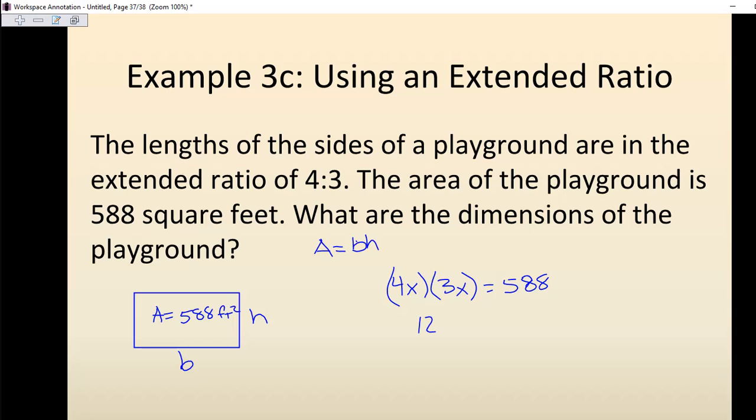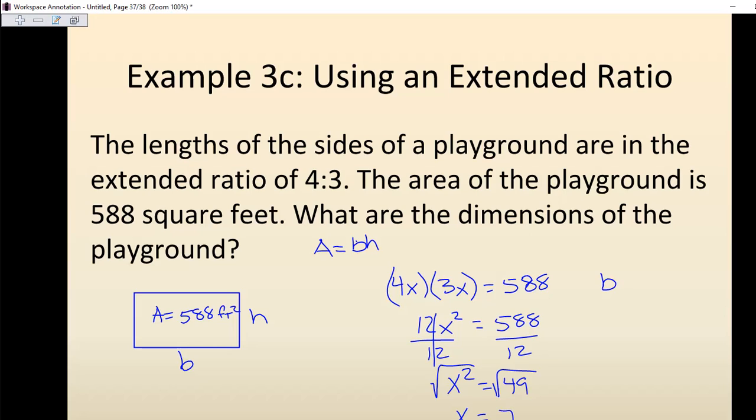And a lot of you will make a mistake and you'll just put 12x, but it's x times x, which is x squared equals 588. So we start by trying to solve for x, so we divide by 12. And then we're left with x squared is equal to 49. So what we've got to figure out is what can we multiply by itself to get 49? And the way you find that is by taking the square root of both sides. Square root of x squared is x. The square root of 49 is 7. That means our value of x is going to be 7 for this problem.